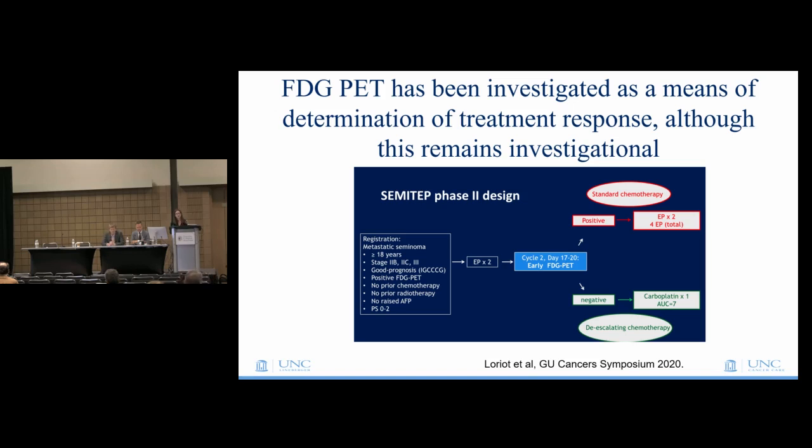If the PET was positive, they continued on standard of care chemotherapy with 2 more cycles of EP. If it was negative, they gave them carboplatin times 1. So essentially a de-escalation with a chemotherapy that is less toxic for patients with a negative PET scan halfway through chemo, given the good negative predictive value of PET.